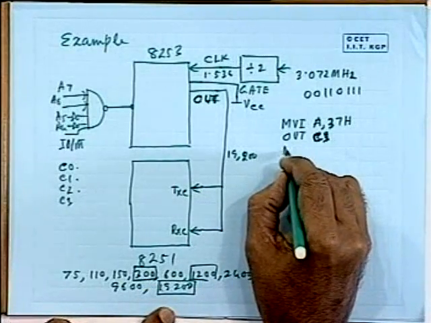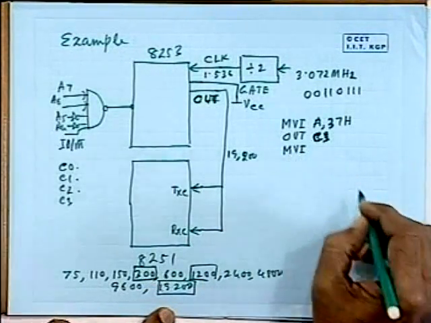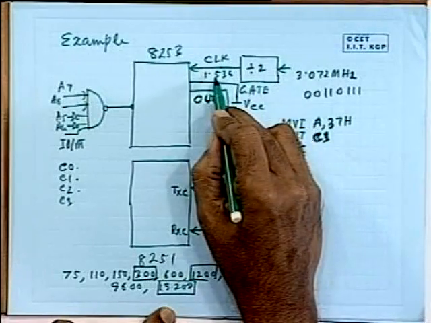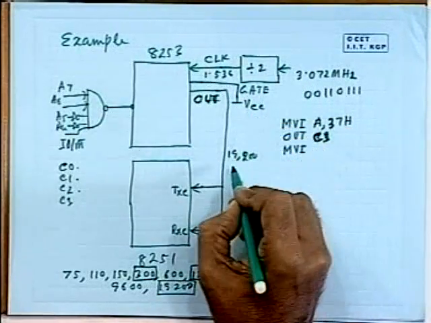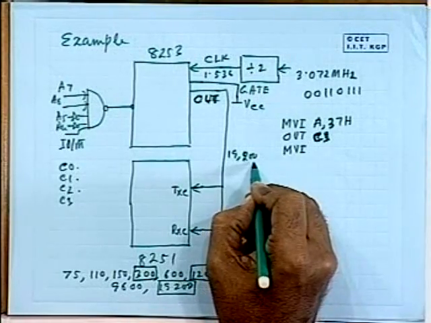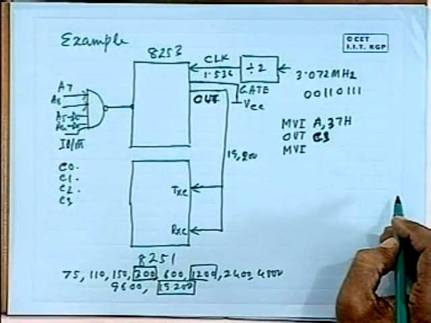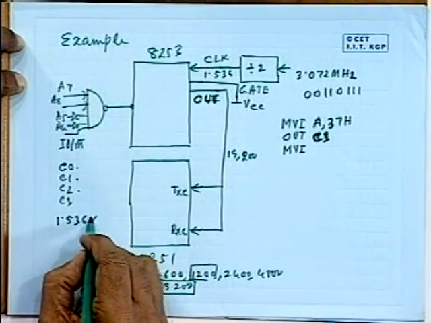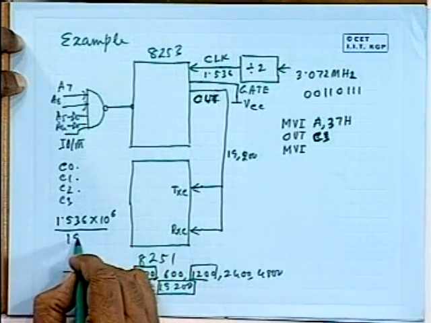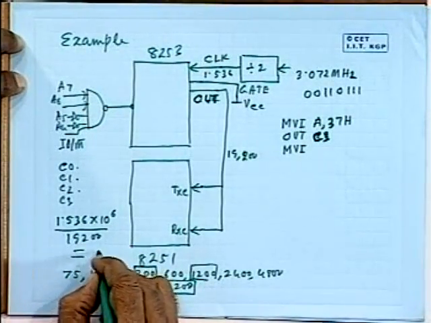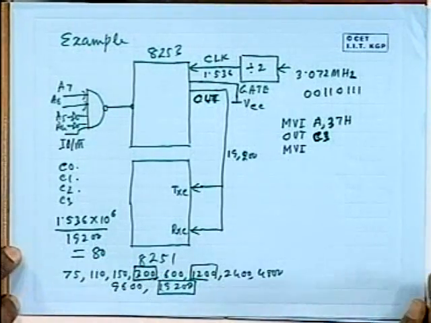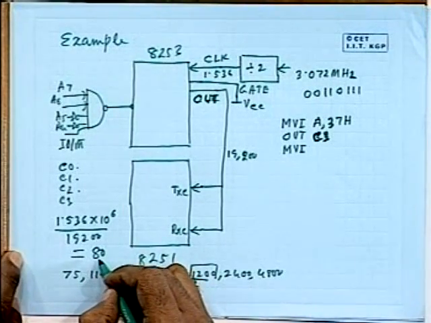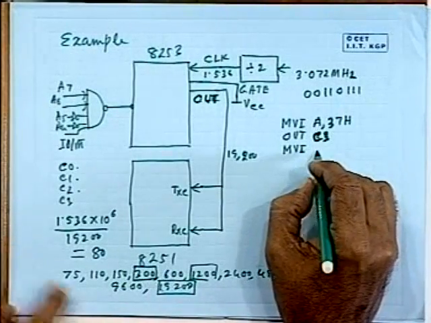To initialize, first we have to write data into the least significant byte, followed by the most significant byte. So in this case, what value do you have to write? You have to generate 19,200 from 1.536 megahertz. So what is the value? 1.536 into 10 to the power 6 divided by 19200. This is exactly equal to 80 in BCD. So you have to write 80 into the counter register. First you have to write the least significant byte.